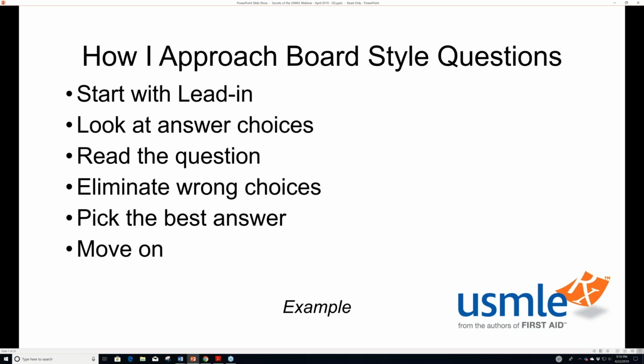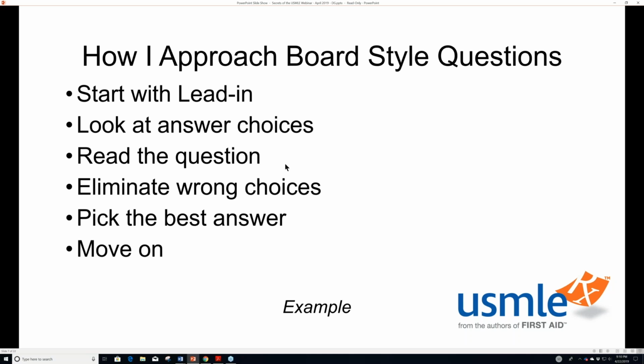The way I did it was I started with the lead-in, which once again is the question itself. So what are they asking me? The reason I did this is I wanted to know what I was being asked. Then I looked at the answer choices, and I thought about each one. What would the stem, the vignette, need to say to make me pick answer choice A, or answer choice B, or answer choice C? Then I would read the stem, which is the large block of text.